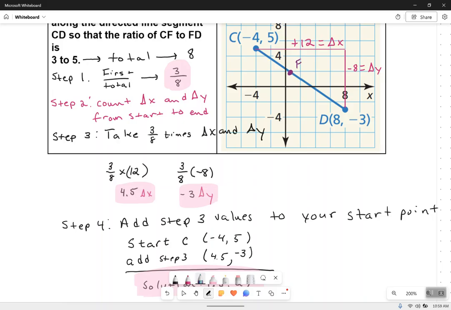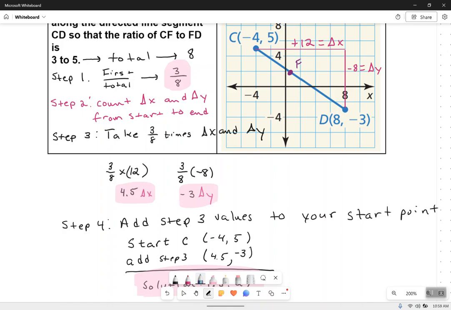Okay. Guys, what did we say the ratio is going to be split up to in the beginning? 3 to what? 5. Okay, going from C to F, it means for every 3 units from C to F, there are how many units from F to D? Okay, does it make sense that C to F is shorter than F to D? Because C to F gets 3 units for every 5 that F to D gets.